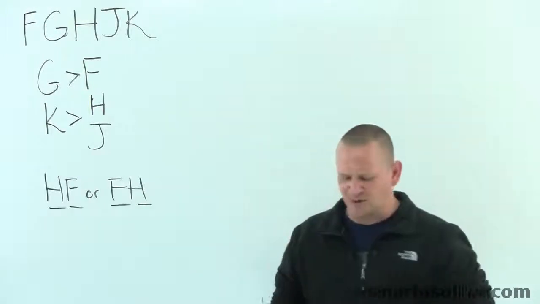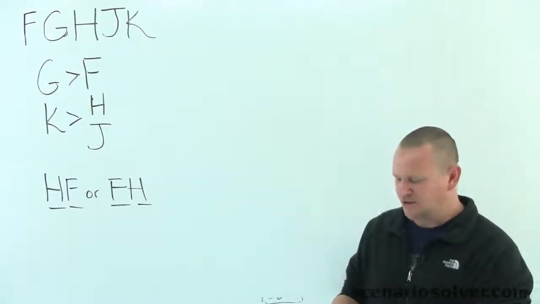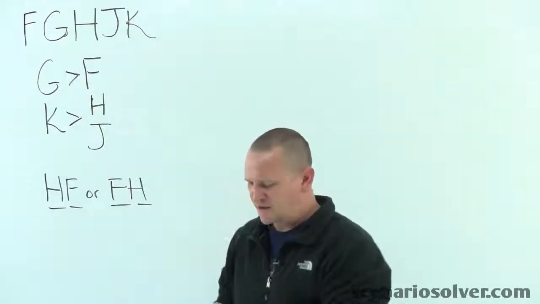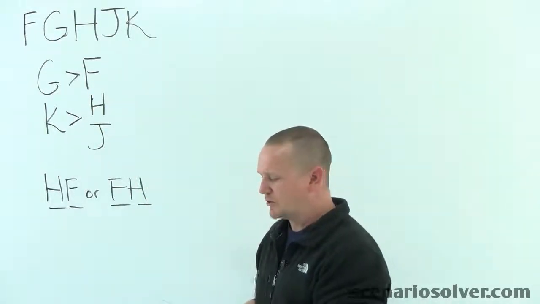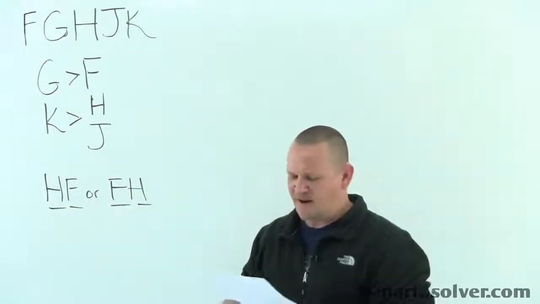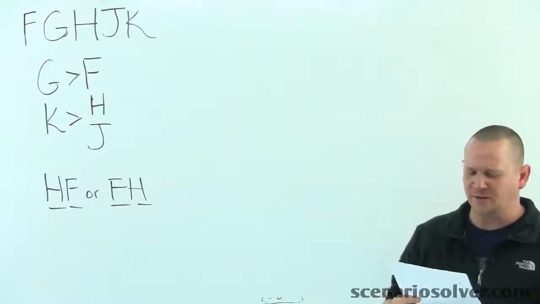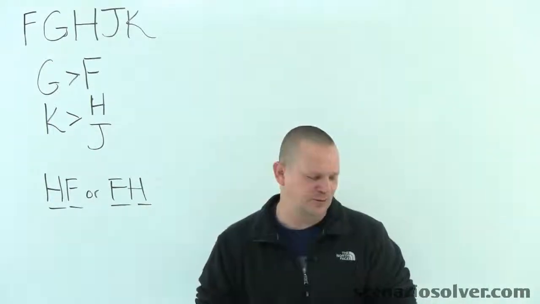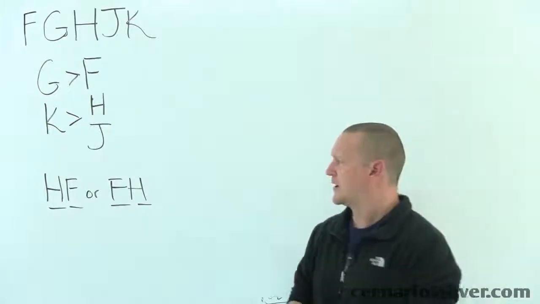Let's continue. The following constraints apply. G must perform earlier than F. So G is earlier than F. K must perform earlier than H and J, so K is before H and J. And then H must perform either immediately before or immediately after F. Okay, so we've confirmed here that we don't have any grouping aspects.